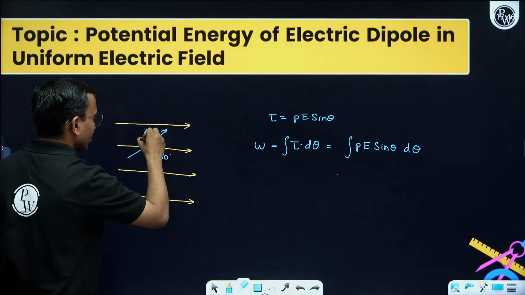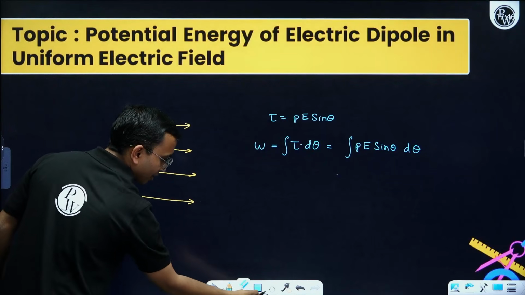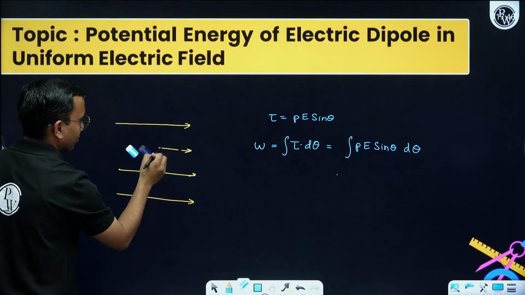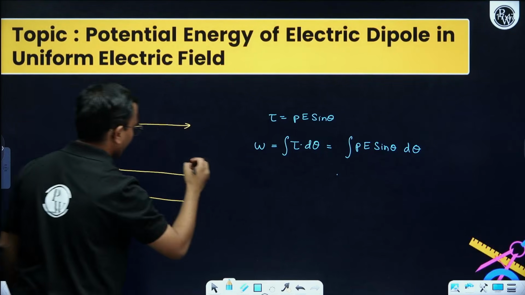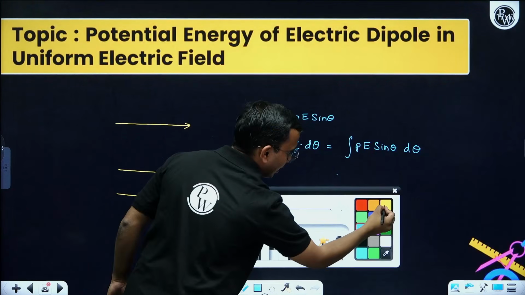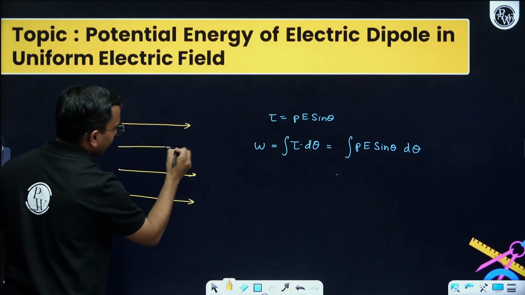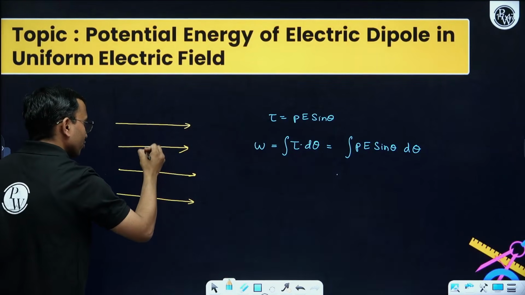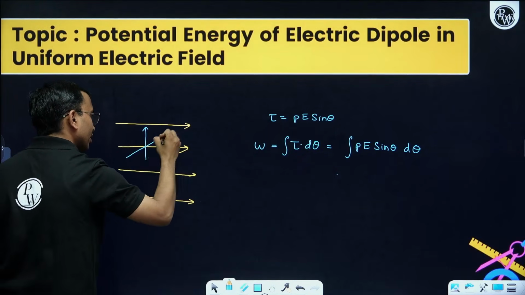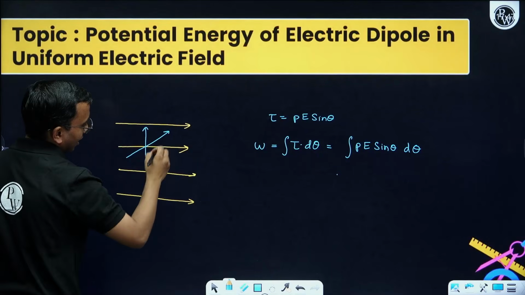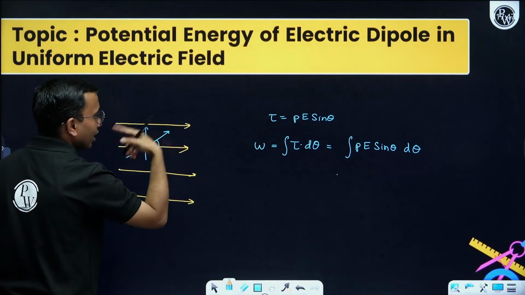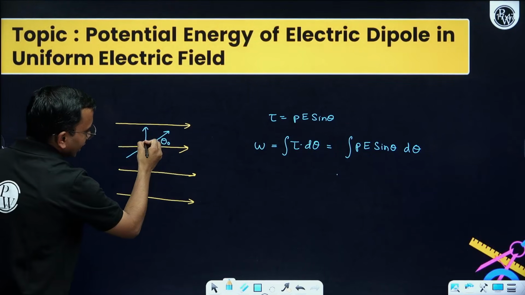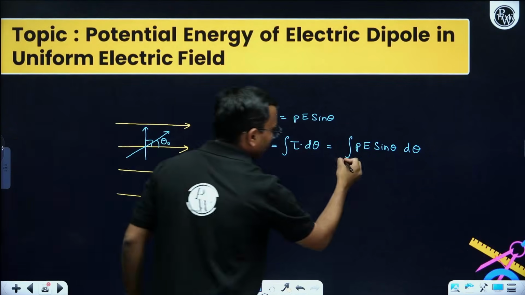Let me draw it again here so that you are not confused. The electric field line was like this, and initially the dipole was like this, and now the dipole is rotated like this, to some final angle, let us take some angle theta naught. Initially it was at 90 degree, so it goes from 90 to theta naught.